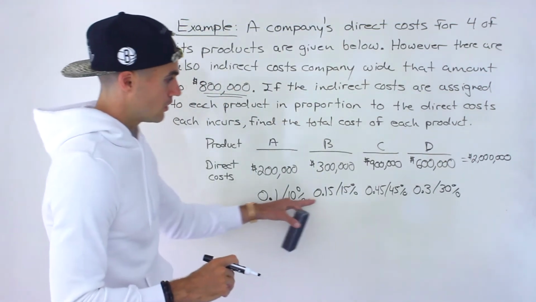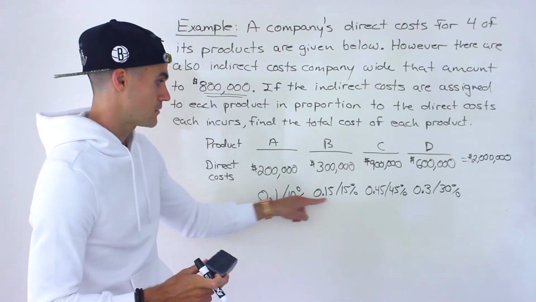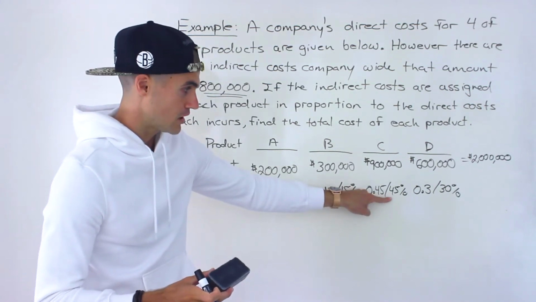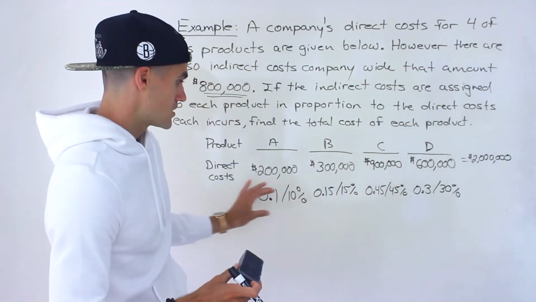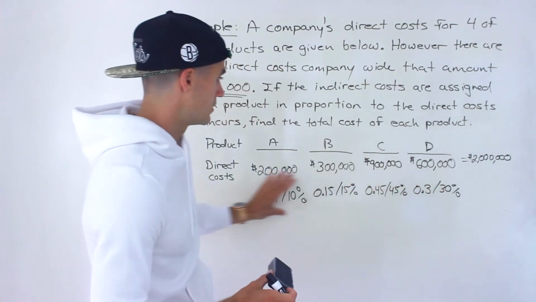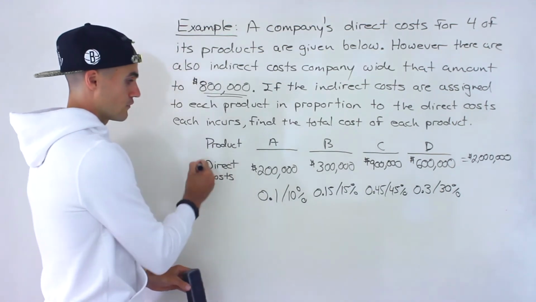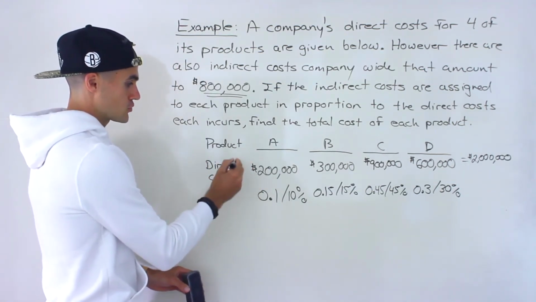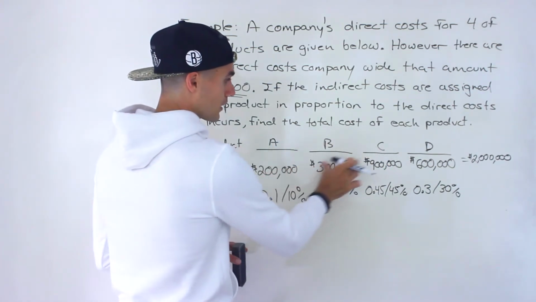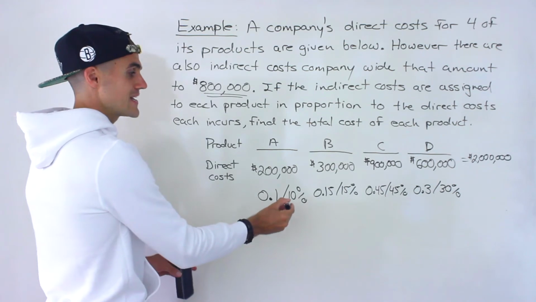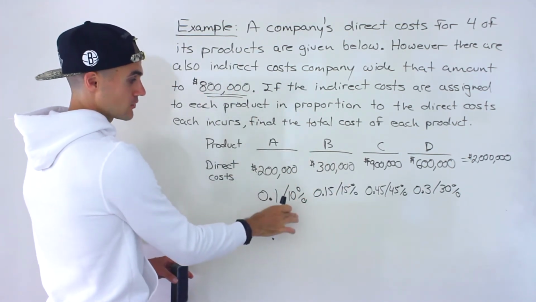And then notice how all of these percentages add up to 100, which makes sense, right? So 10 plus 15, 25, plus 45 would give us 70, plus 30 would give us 100. So that's the proportion that each product is incurring, in proportion of the direct cost that it's incurring, right? So we totaled all of them up and then figured out the percentages. And then what we're doing is we're taking these percentages and then assigning these indirect costs based on those percentages.